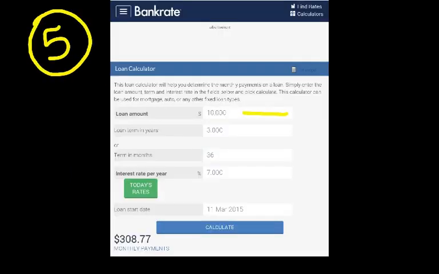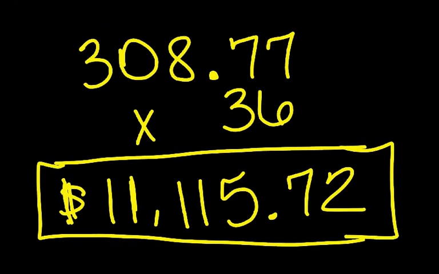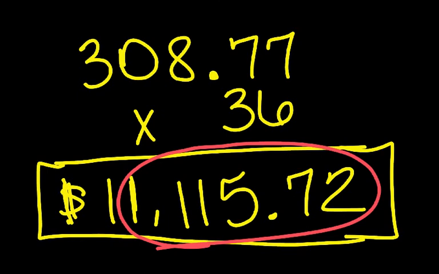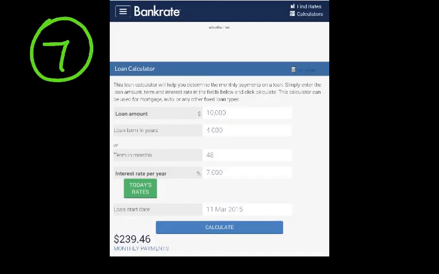For number 5, it's also $10,000. It's still the 3 years, but notice your interest rate is much higher at 7%, which makes the payments higher at $308.77. You'll be paying back $11,115.72, which means your interest you'll pay back is $1,115.72.